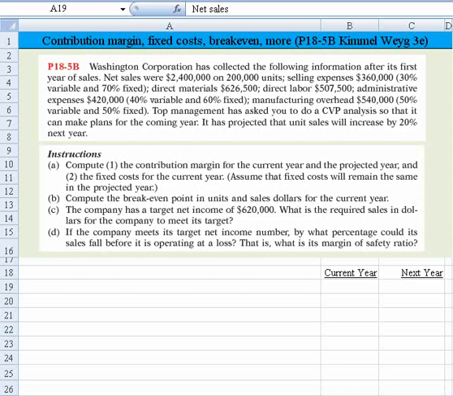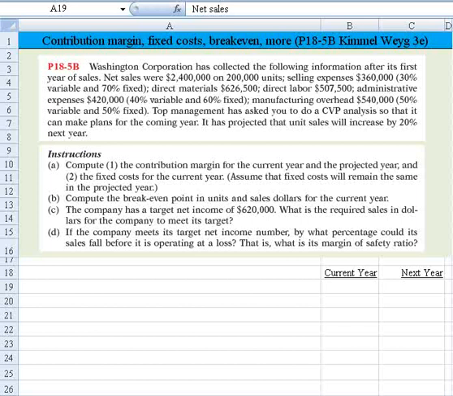Alright, let's take a look at this contribution margin, fixed cost, break-even, and some other measure problem. It's problem 18-5B. Washington Corporation has collected the following information after its first year of sales. Net sales were $2,400,000 on 200,000 units.